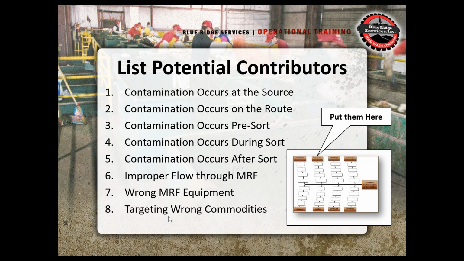And then we've got these headings along the top and along the bottom. And those might include the contamination occurs at the source or on the route or during the pre-sort, which would be like a floor sort type operation. Maybe it occurs during the sort itself at the MRF on the pick line. Maybe it occurs afterwards. Maybe we've got poor flow of material through the MRF, or we've got the wrong equipment, or maybe we're targeting the wrong commodities and we're doing something wrong with that. But these are big picture potential causes of contamination, and we list those on the top and the bottom.